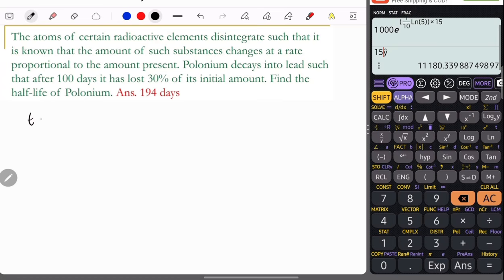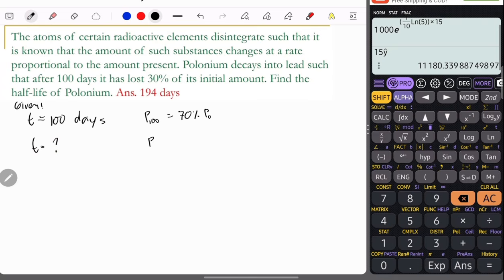At t equals to 100 days, so P100, it has lost 30% of its initial amount. So what is left is 70%. So we will write 70% of initial amount. Find the half-life of polonium. So we are looking for the time.